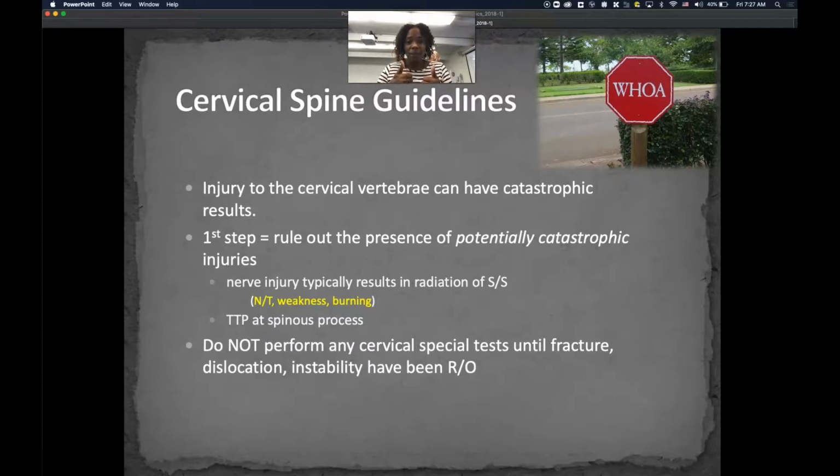Does that make sense? What am I saying to you guys? Please do not perform a cervical spine evaluation until you've ruled out a fracture. Because if you move the spine and they have maybe some segmental instability, that spine could slide forward and now you have compression of the spinal cord. So always make sure you've ruled out a spinal injury fracture before you actually start your evaluation. Did I scare you? Good.